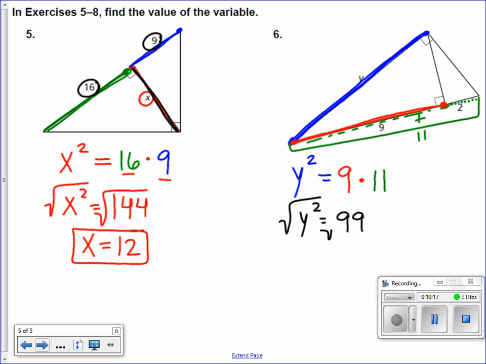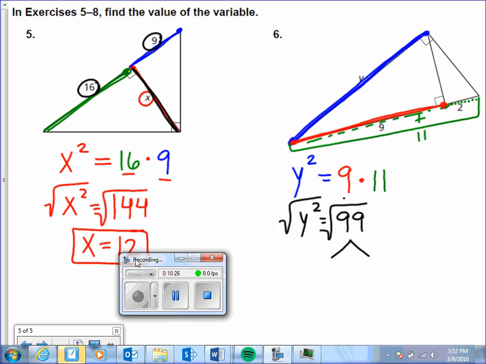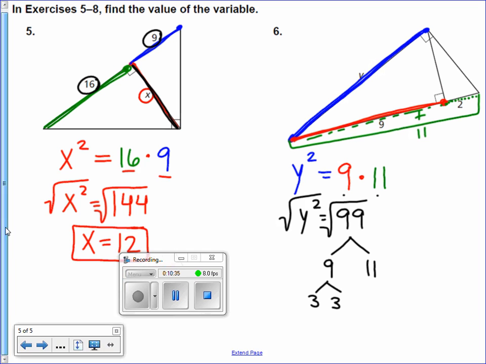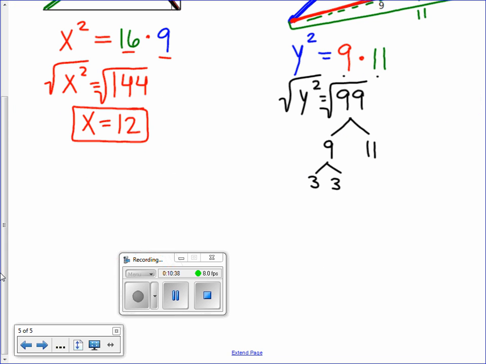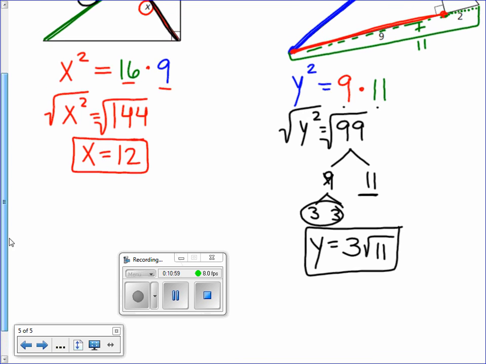Square root. When I type in the radical 99, that is not a perfect number. So I'm going to have to break this down. I can break it back up into 9 and 11. 9 breaks up into 3 and 3. There's a pair. 11 is prime. So my pair comes outside, and my single stays inside. Okay. Give you a chance to copy all of that down.